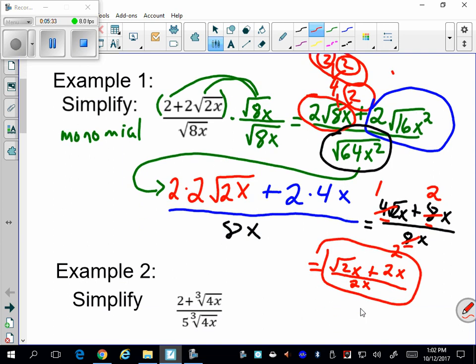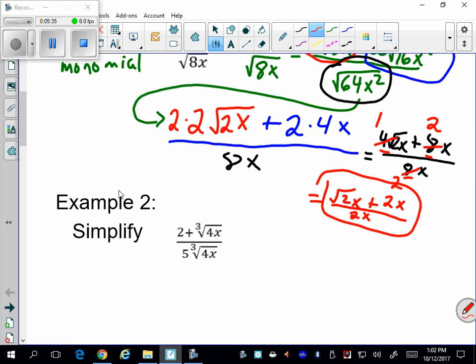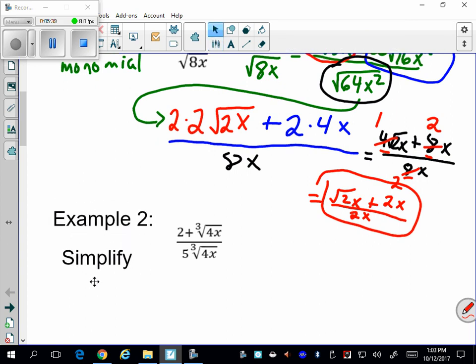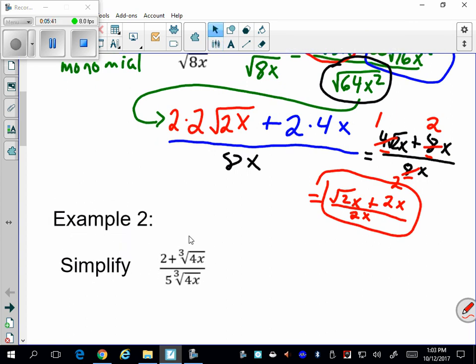Alright, moving on. Next example. It's actually a cube root now. So now I have to look at multiplying by the denominator. It's just the radical. So it's this cube root of 4x multiplied by one more cube root of 4x.